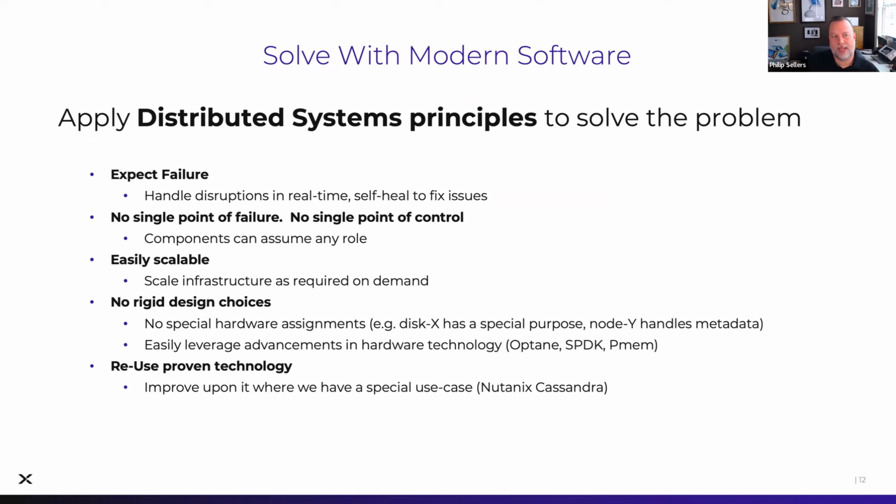We want to eliminate single points of failure so that there's no single point of control. We want distributed concepts to help us survive, so that if one critical system component gets hit, it does not take out the bigger system. We want it to be easily scalable. We want to scale infrastructure on demand.